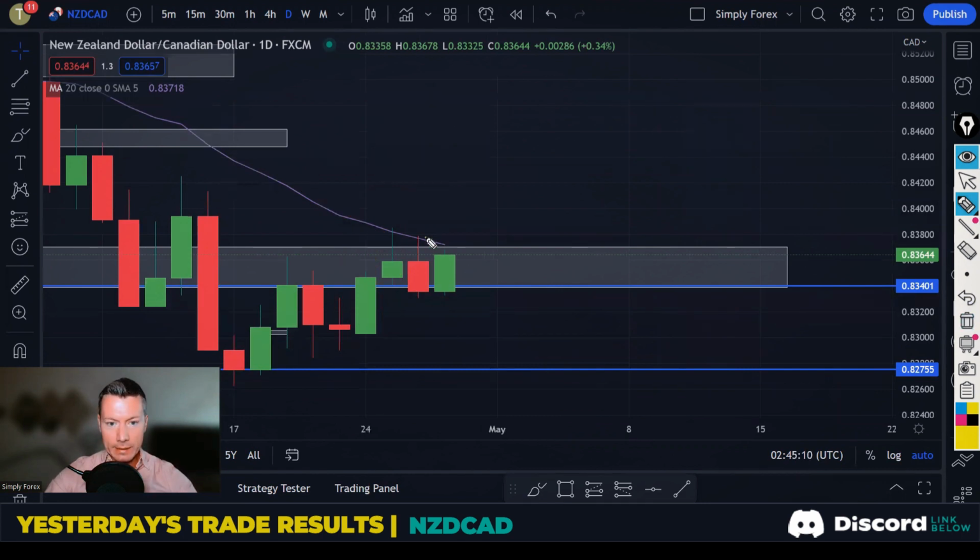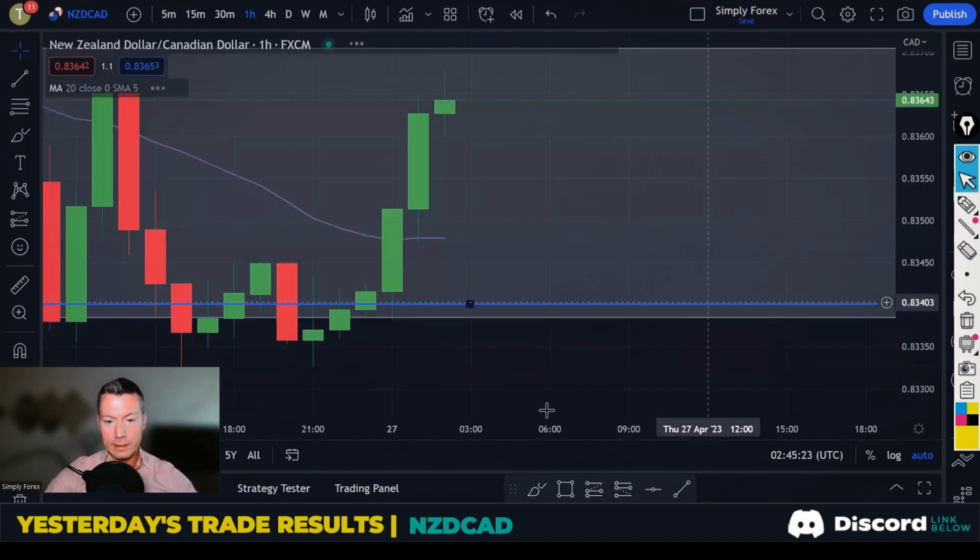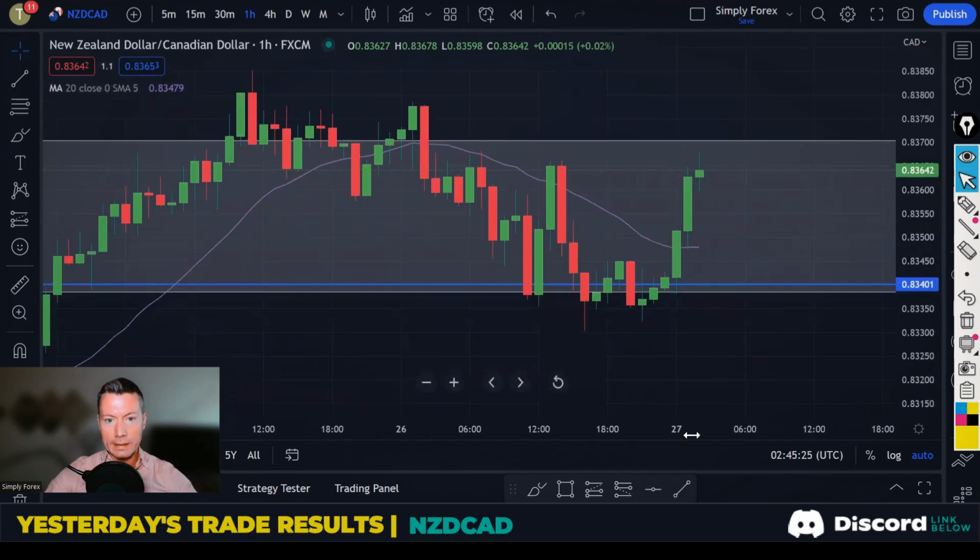And yesterday, guys, we also saw this candle as well. So this is going to be a trade idea for today as well, guys. We're still looking to take price lower. Let's drop down to the H1 and show you how I traded this pair.